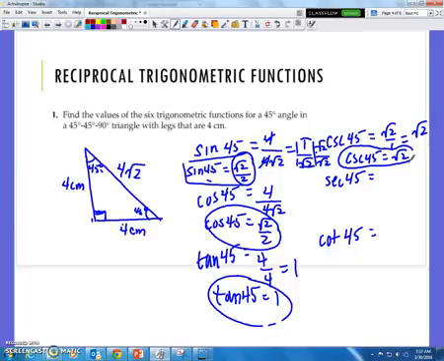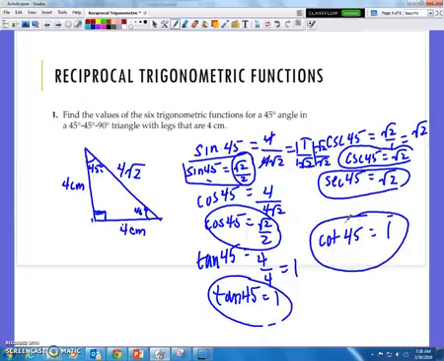Of the secant of 45, like I said before, since the sine and cosine are the same, the cosecant and secant will also be the same: square root of 2. And the cotangent, obviously, the reciprocal of 1 is 1. The cotangent and tangent actually are the same in this case as well. So those are my 6 trigonometric functions, and that's where they come from.